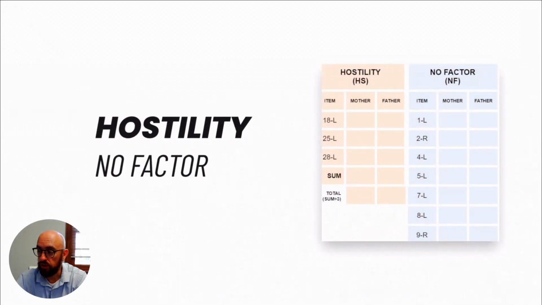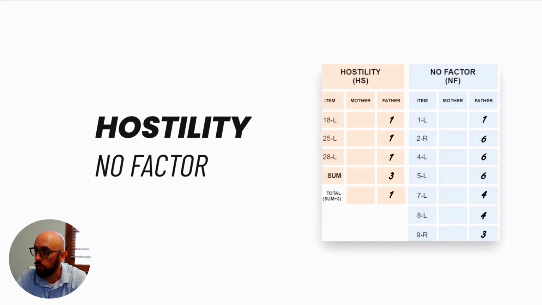Hostility and no factor are the other two. We're going to do the same. Hostility is only 3 questions, and he rated himself a 1, which is the lowest that it can be. We'll sum those up, and then for this one, divide by the 3 items that are there to receive the average of 1. No factor is a little different. We're going to transfer those over and then tally those up.